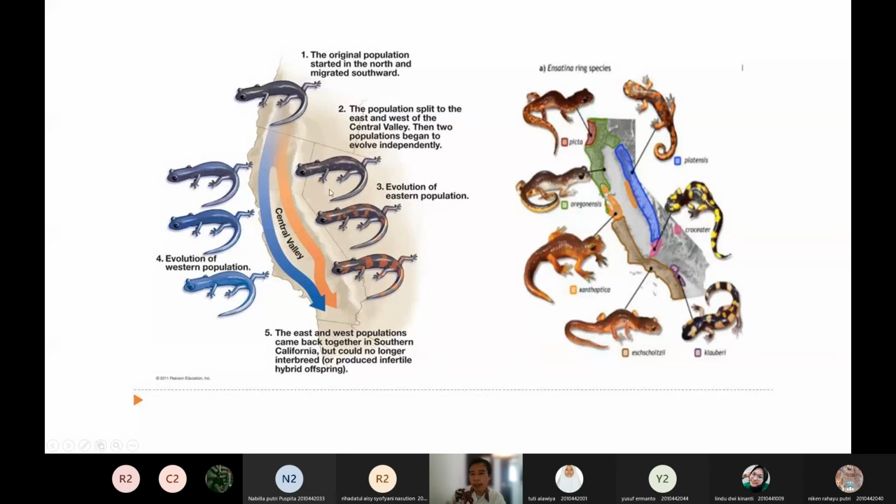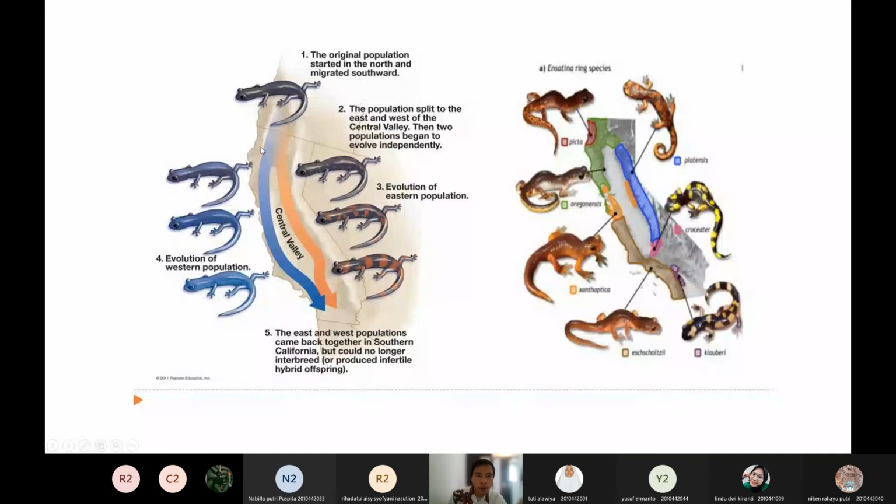And this is also like previously. You can say that in the regions of California, there is also a very great example of how formations like the Central Valley act as a physical barrier for reptiles, a kind of lizard. Before the formation of the Central Valley, the physical barrier for them, there was only one single species or original population of this.